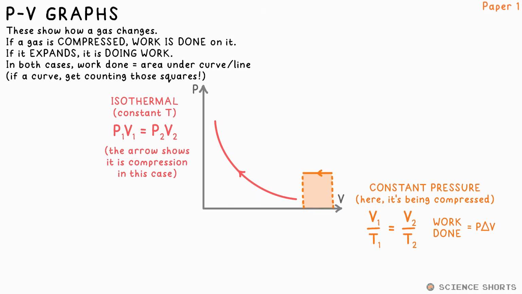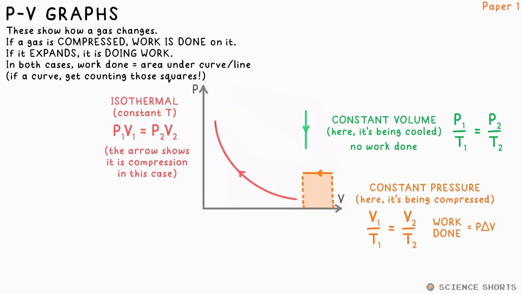Work done. If a gas is being compressed, we say that work is being done on the gas. If it's expanding, we say the gas is doing work. If the pressure is constant, we say that the work done by or on the gas is equal to P delta V. If you have a straight line going down, that's a decrease in pressure at a constant volume, so no work is being done.